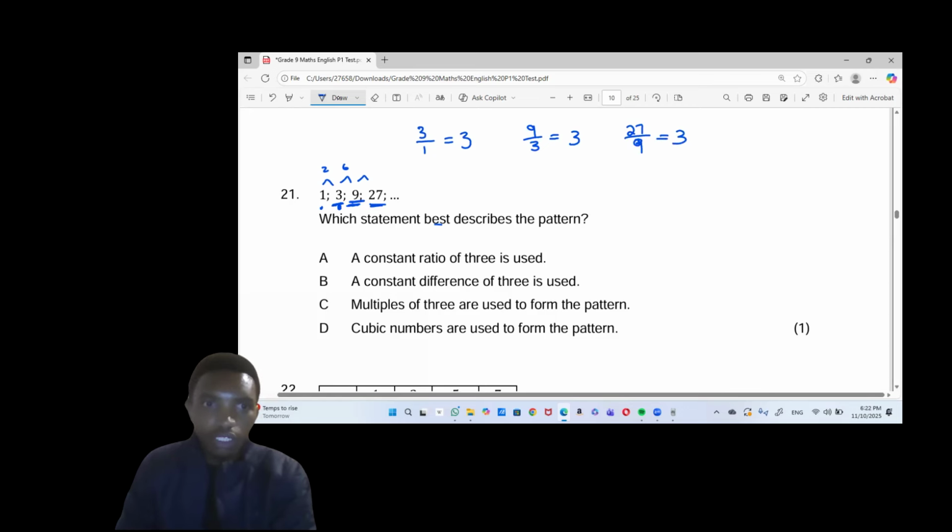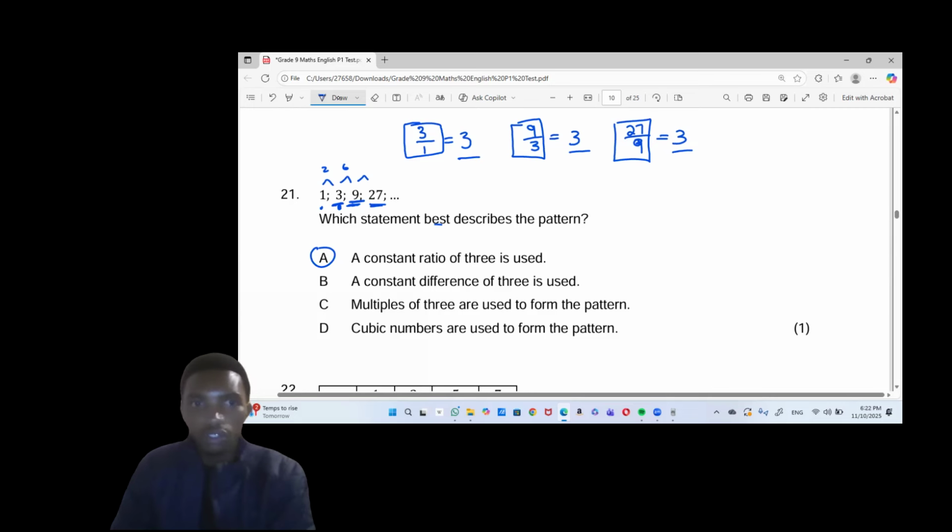So are we having a constant ratio in this case? Is this thing a ratio? This is a ratio, right? Yes, sir. So in this case, is this number constant? Yes. So our answer is a constant ratio. A constant ratio of 3 is used. How much is our ratio? Our ratio is 3, right? Which is that number that we got there.